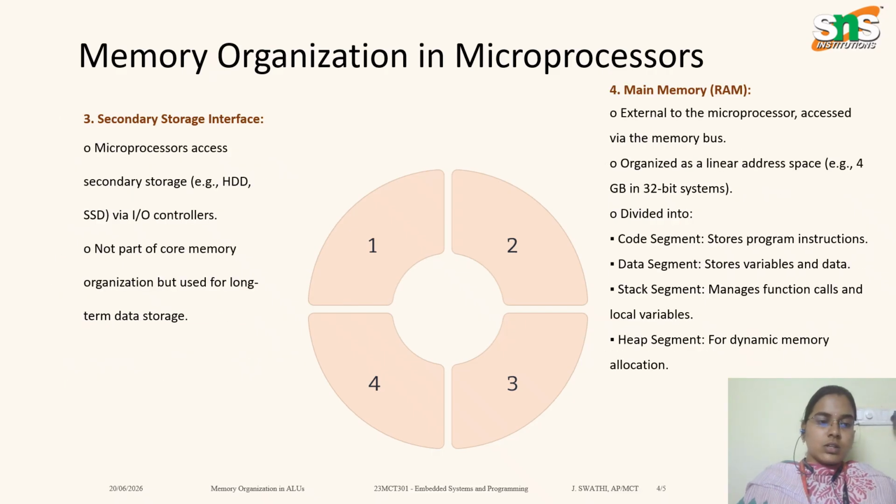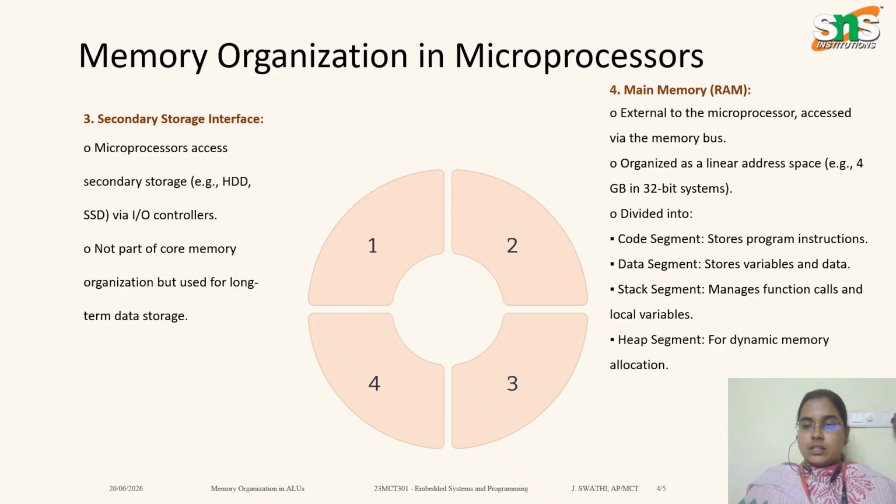Next comes secondary storage, such as HDD and SSD, which you can access via the input output controllers. This is not a part of the core memory organization but is used for long-term storage. Coming to the main memory, there is RAM external to the microprocessor accessed via the memory bus, but in the microcontroller you can find it inbuilt, organized as a linear address space, like 4 GB in 32-bit systems.